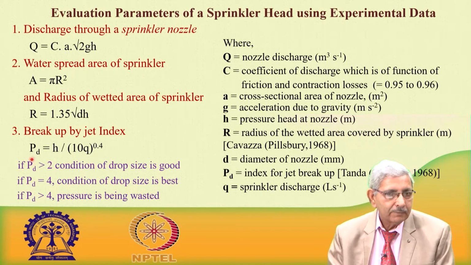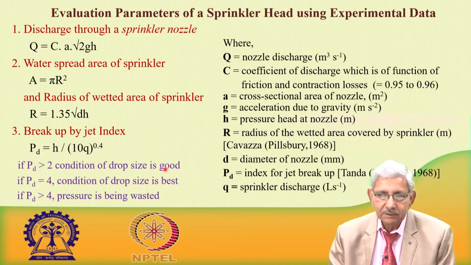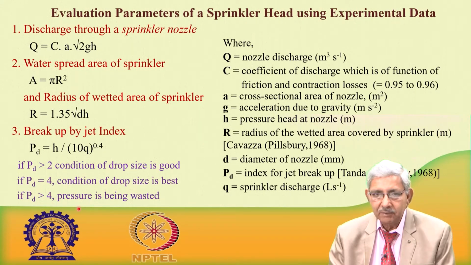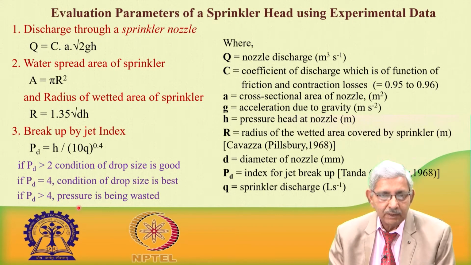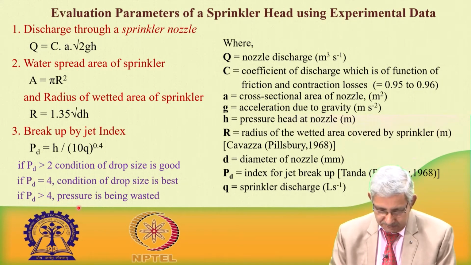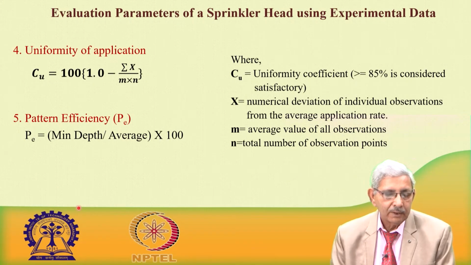Now, if the breakup jet index P d is greater than 2, the condition of the drop size is good, means it is acceptable. If P d is equal to 4, the condition of the droplet size is the limit, and if P d is greater than 4, then pressure is being wasted, means the electricity or any energy which we are using for operating the sprinkler is being wasted, because the operating pressure is on the higher side.